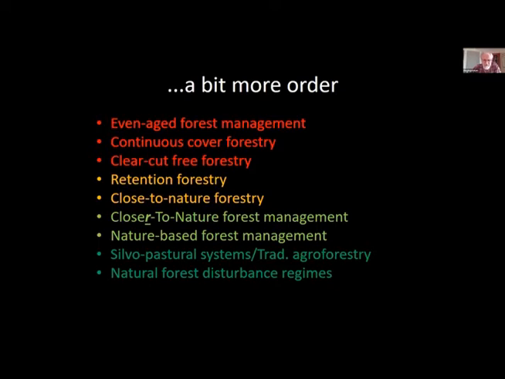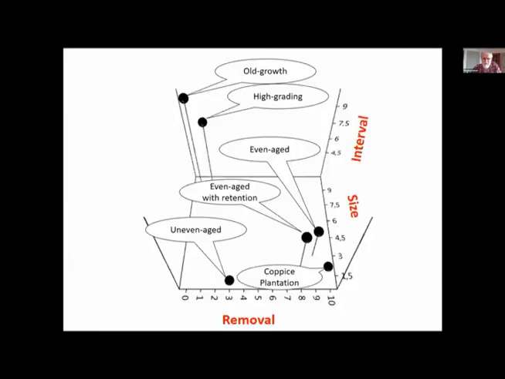And this is where closer to nature forest management or nature-based forest management systems come in. And the silvopasture systems and traditional agroforestry and natural forest disturbance regimes, they sort of represent the vision of where we would like to go, to be closer, so to say. I'll go back to this picture and explain this.